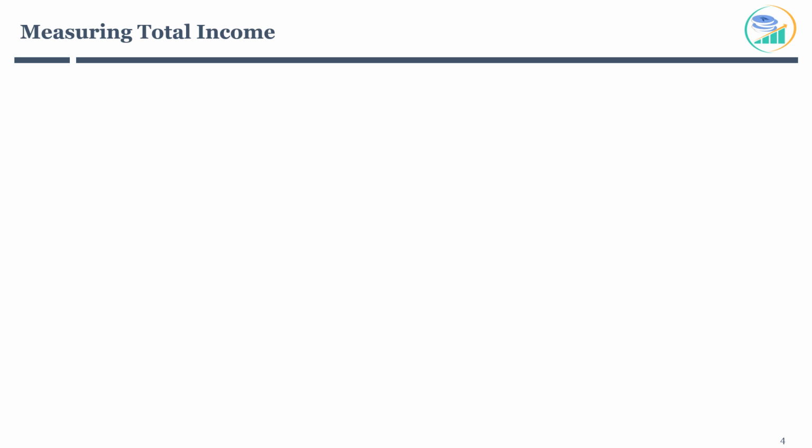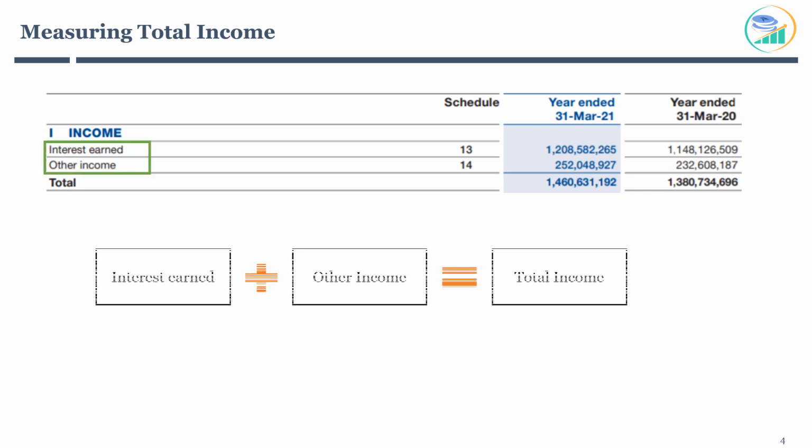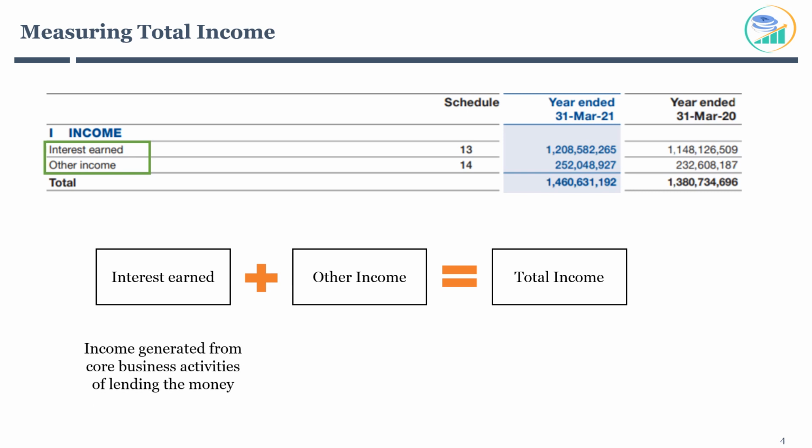Now, it's time to summarize the total income. It is the sum of interest earned and other income. Interest earned is the income generated from core business activities of lending the money. The other income includes income from sources that are other than the company's core activities.